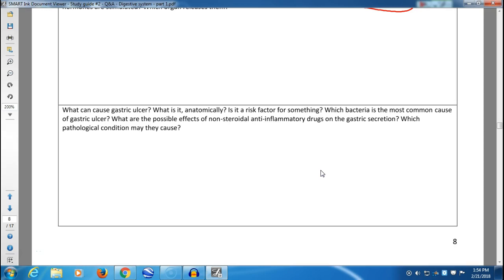What are effects of NSAIDs on the gastric secretion? Gastritis, they basically inhibit the mucus production. Is it a risk factor? I mean, gastric ulcer for something like cancer. Yeah, for stomach cancer.